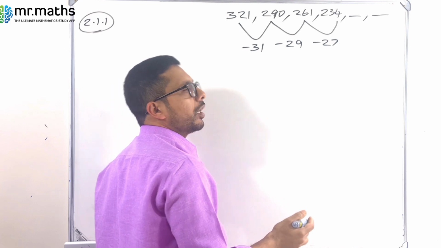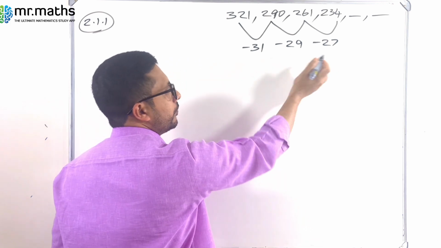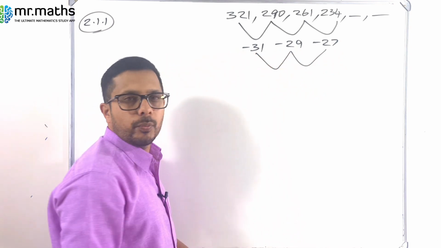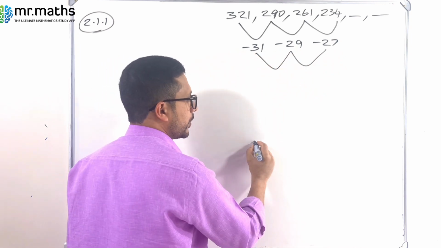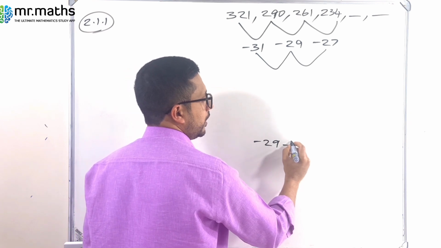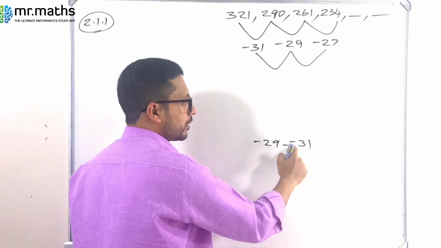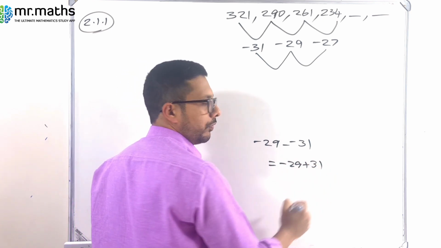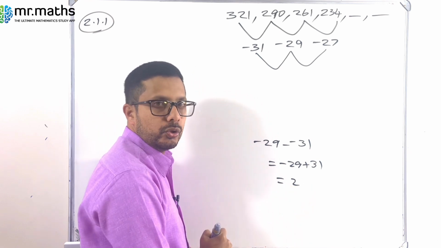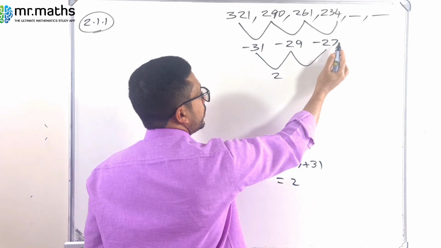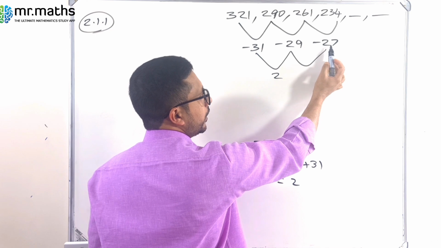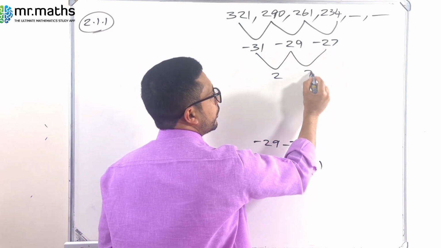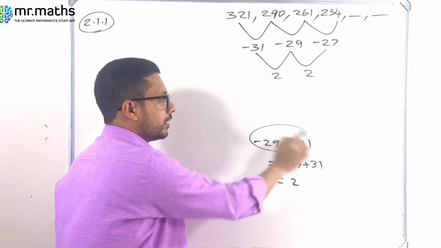So now we can find the second difference. How can I find the second difference? Minus 29 minus minus 31. We must be careful, this minus is going to be plus. So it is minus 29 plus 31. What is the answer? It's going to be 2. So here the second difference is 2. This one is also supposed to be 2. You can check in your calculator: minus 27 minus minus 29, that one is also going to be 2.